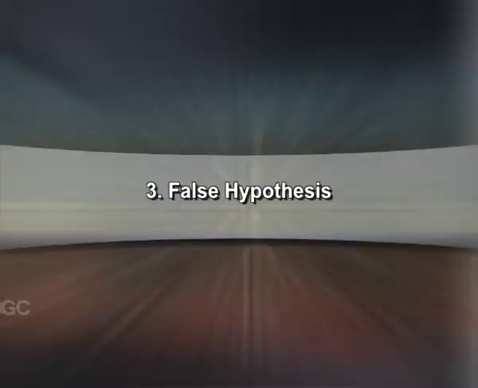It is opposite to a working hypothesis. From a barren hypothesis, we cannot infer any meaningful or valid assumptions. 3. False hypothesis. False hypothesis is different from a barren hypothesis. It is a legitimate and working hypothesis.